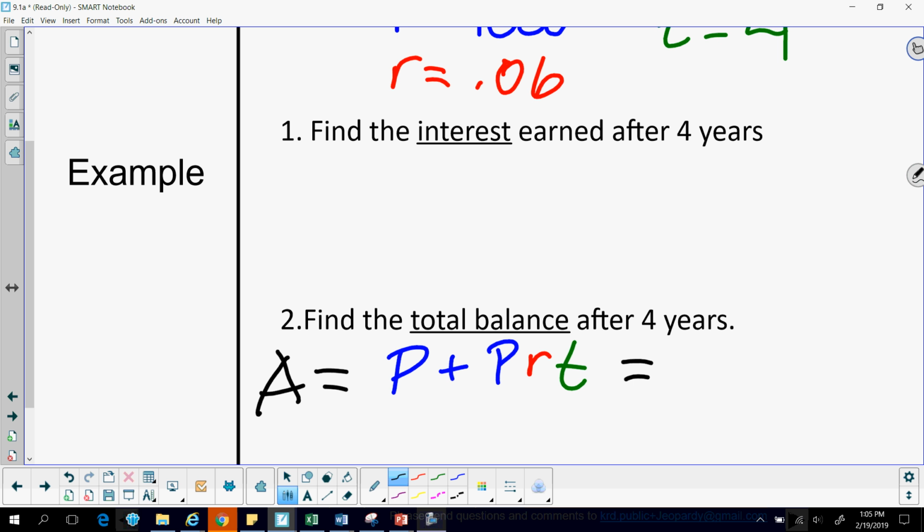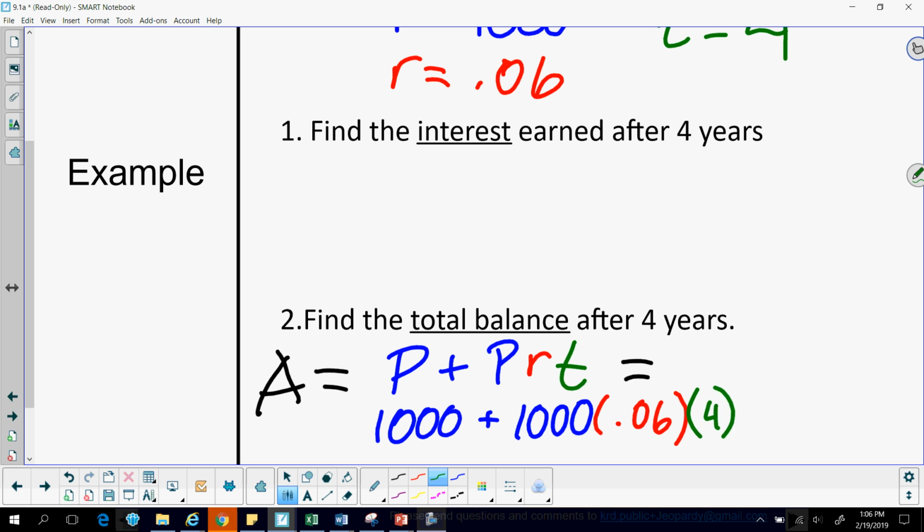For a brain buck, who can tell me what numbers I would fill where, like what would my equation look like, and what's my answer? Go ahead, Sean. Alright, so what does it come out to? Yep, 1,000 plus 0.06. Almost. 1,000 again. You have another 1,000. Then 0.06, and then 4. I put in parentheses because my calculator understands that it's being multiplied, so I put everything in parentheses.